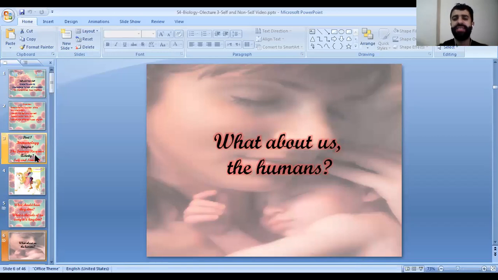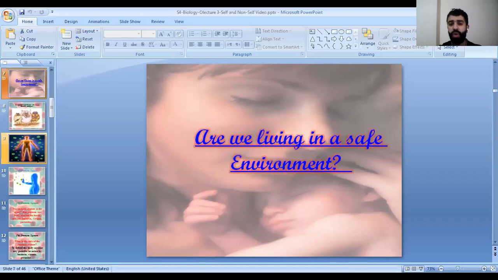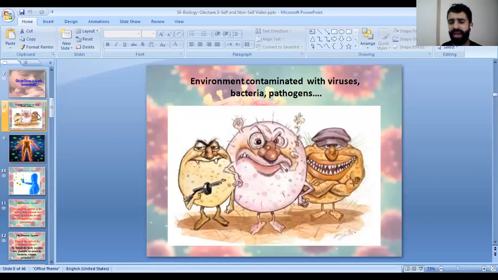Immune system is جهاز المناعة. So, are we living in a safe environment? The big question is, are we living in a safe environment? The answer is no. One of the causes is the coronavirus, one of the results showing that we are not living in a healthy or safe environment. We are living in a contaminated environment, filled with viruses, bacteria, pathogens, and others.